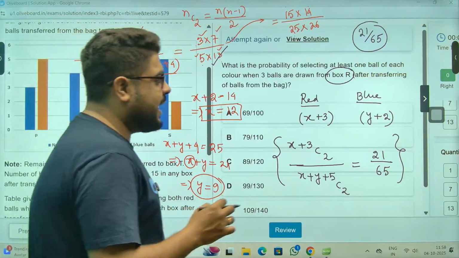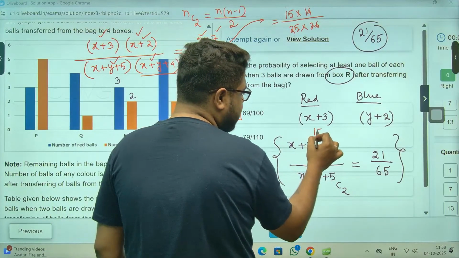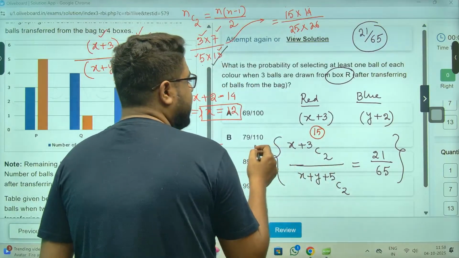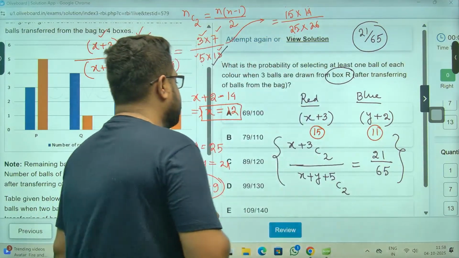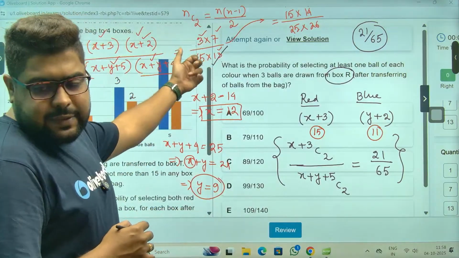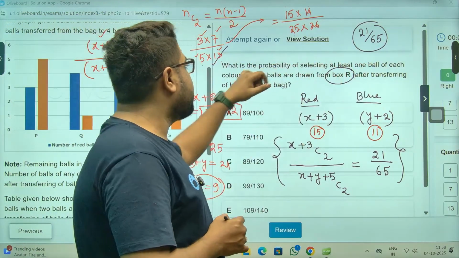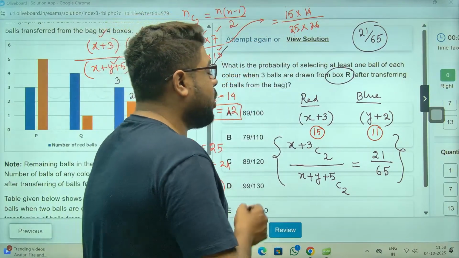So meaning, sir, I can now simply say x is 12. So 12 plus 3 will become 15, sir. Acha. And y plus 2, y is 9, so this will become 11, sir. So now they are asking the question, I can answer: what is the probability of selecting at least one ball of each color when 3 balls are drawn from box R?